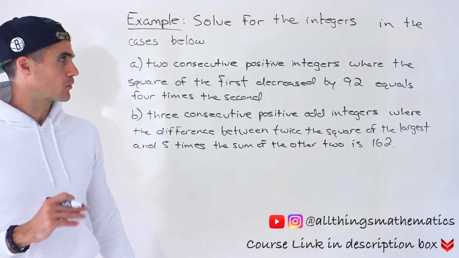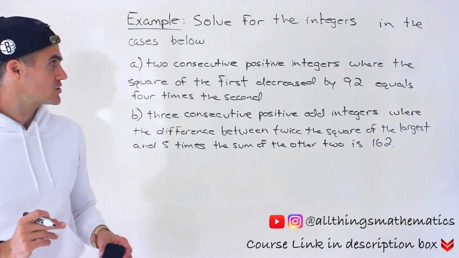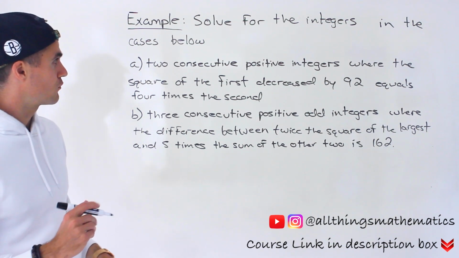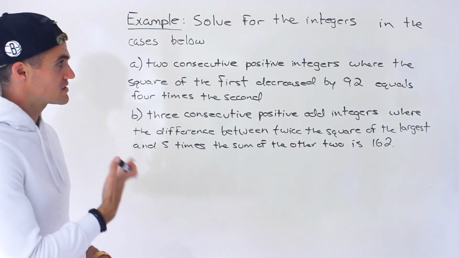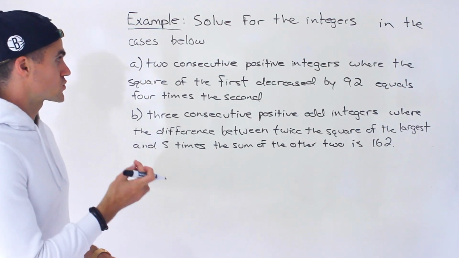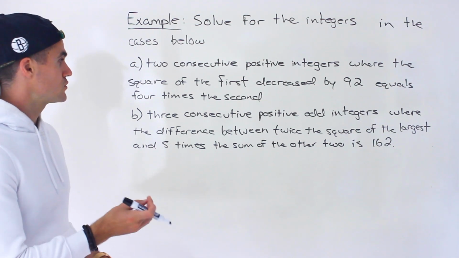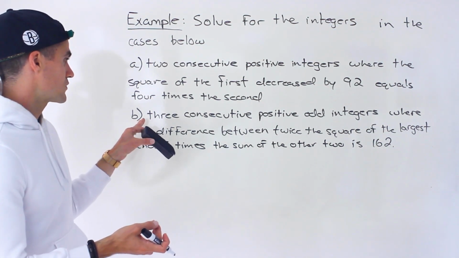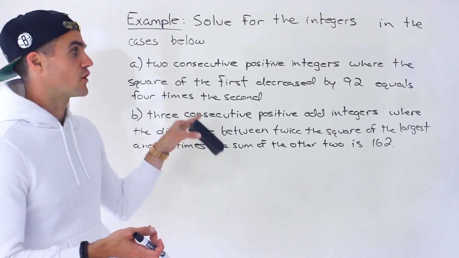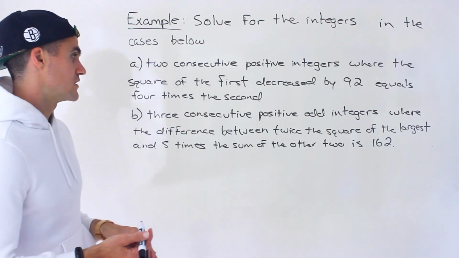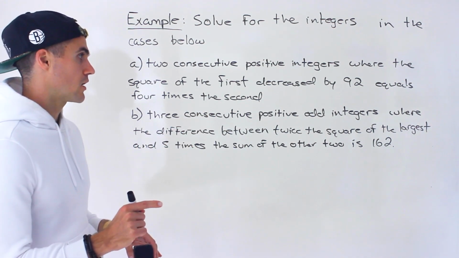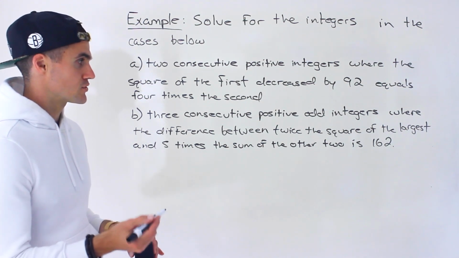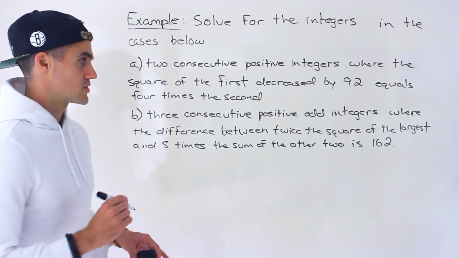So this is another problem where we're going to be solving for certain integers, and we have two different cases here. In part A, we have to solve for the two consecutive positive integers where the square of the first decreased by 92 equals 4 times the second. And in part B, we have to solve for three consecutive positive odd integers where the difference between twice the square of the largest and 5 times the sum of the other two is 162.